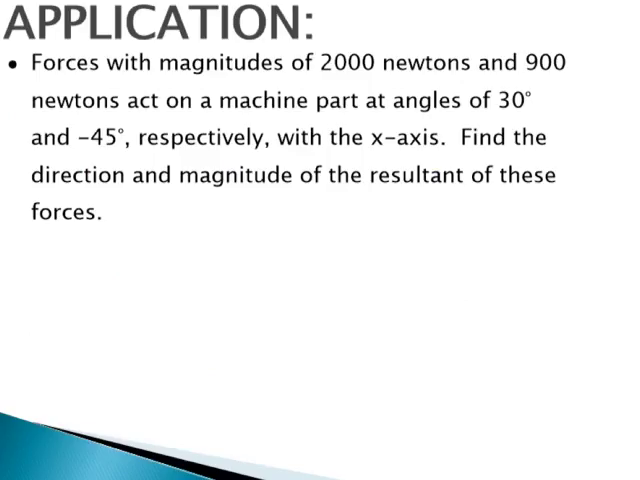Next, I want to talk about an application problem. So here we have forces with magnitudes of 2,000 newtons and 900 newtons acting on a machine part at angles of 30 degrees and negative 45 degrees respectively. Find the direction and magnitude of the resultant of these forces. So we have two different vectors. Our first vector, which I'm going to call vector u, has a magnitude of 2,000 newtons.